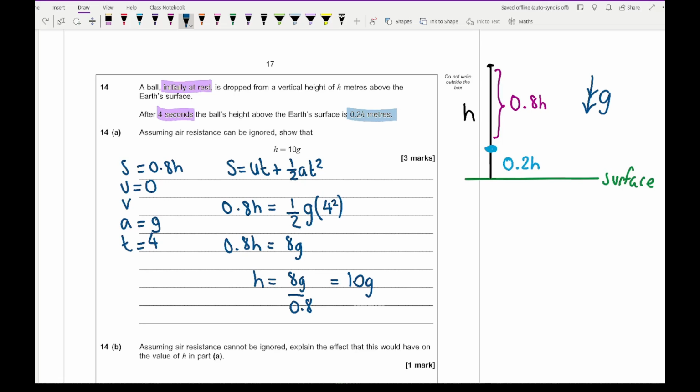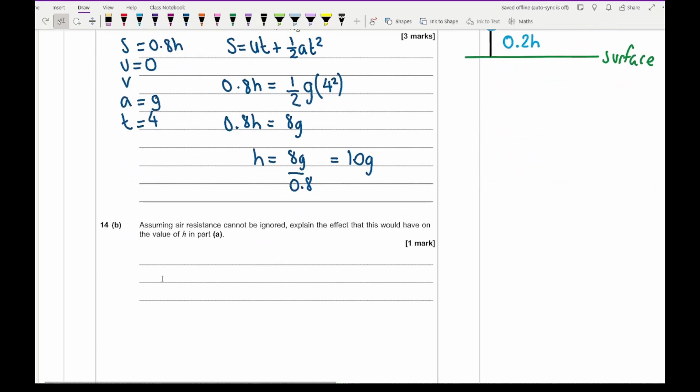Part B says, assuming air resistance cannot be ignored, explain the effect that this would have on the value of h from Part A. Air resistance is going to slow the ball as it drops, and so the answer to Part B is going to be that air resistance causes h to be less.